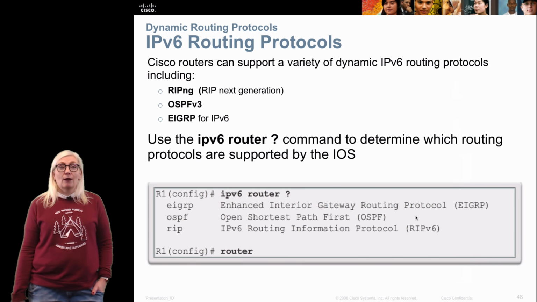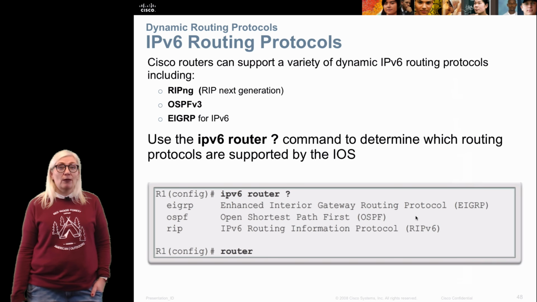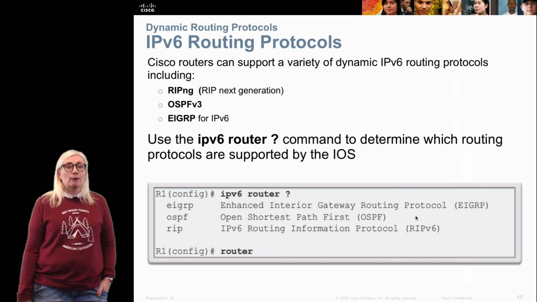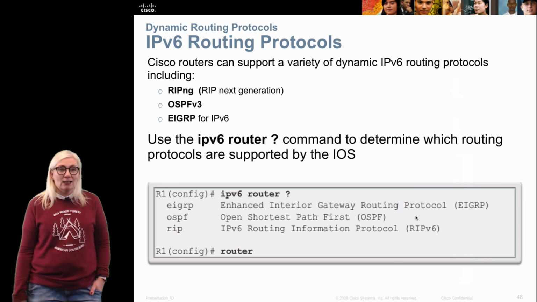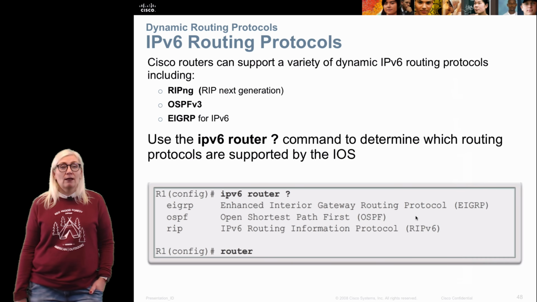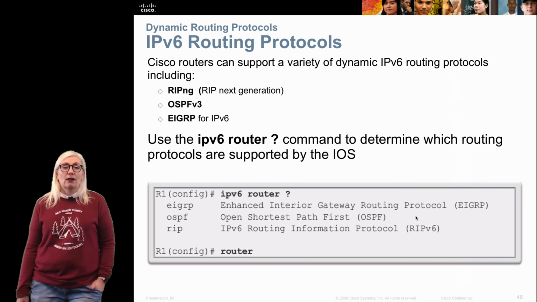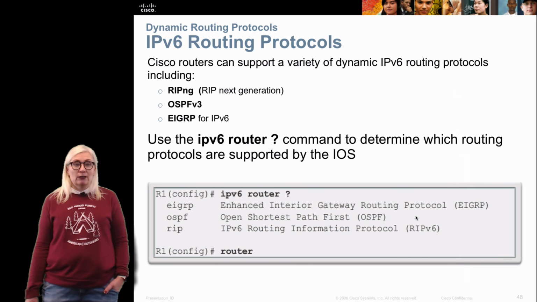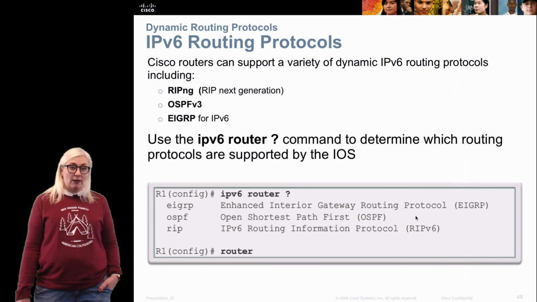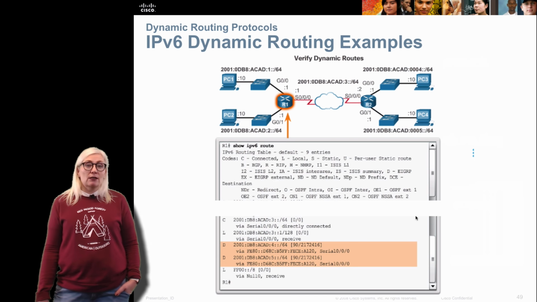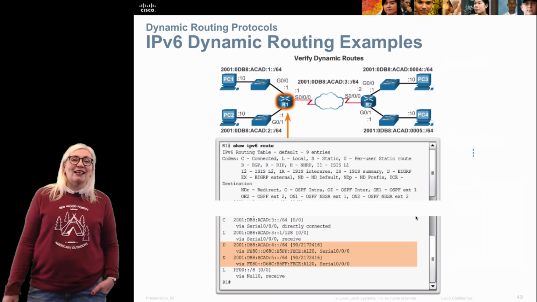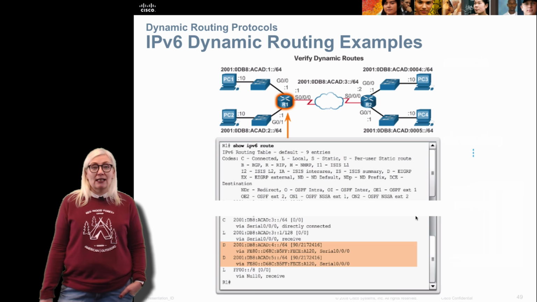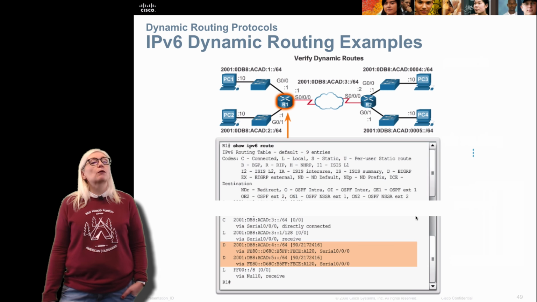The same thing applies for IP version 6. Well, then we have 3 different protocols that we can use. RIP for version 6, which is called RIPng for next generation, OSPF version 3, and EIGRP for IP version 6. Use the IPv6 router command and then a question mark, and it will tell you which ones are supported by the IOS. And it will look something like this if we have the setup with IP version 6 instead. Do a show IPv6 route and it will tell you which IP addresses and which networks we are connected to.